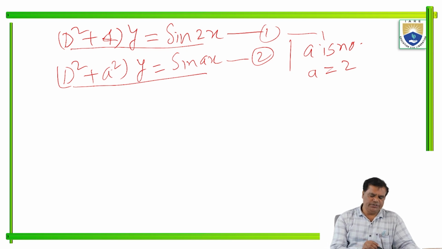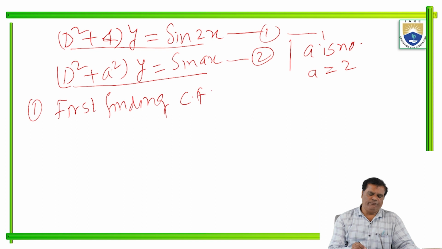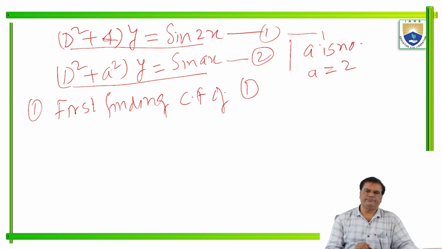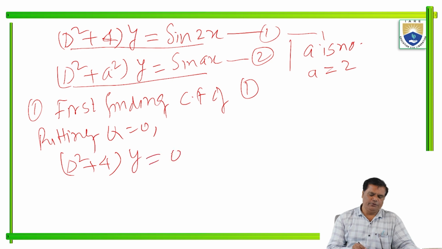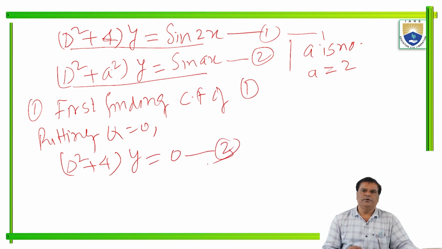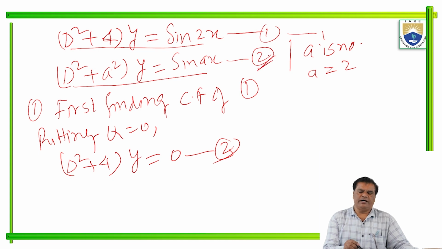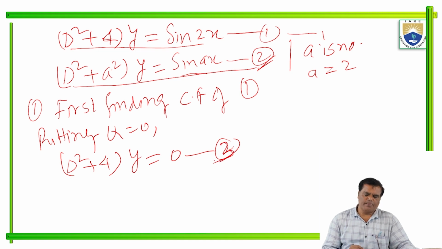So now we find CF first. For CF of equation 1, we put Q equal to 0 and remove Q. Then equation 1 becomes D square plus 4, y equals 0. Equation 2 is the general equation, so this is equation number 3.